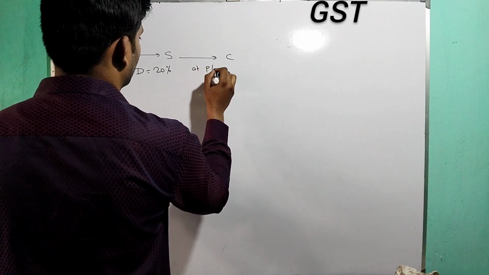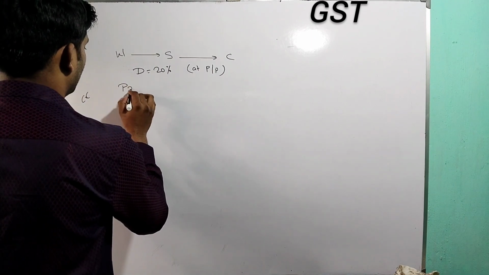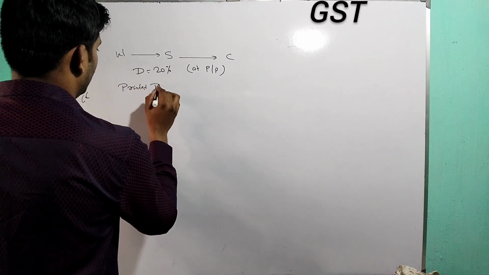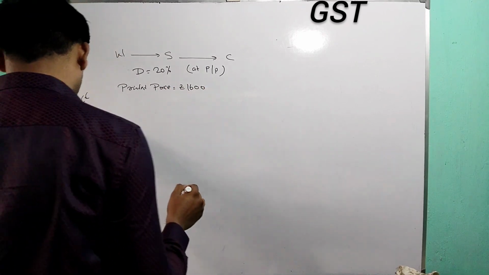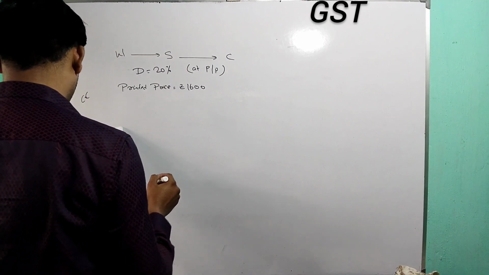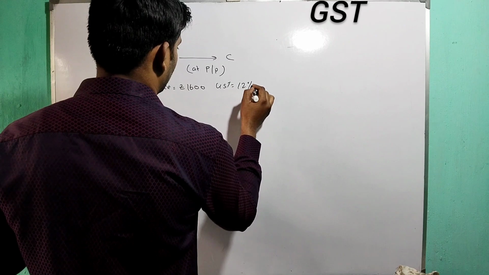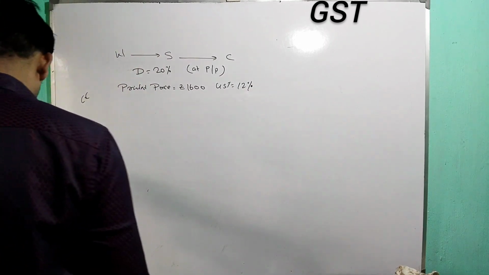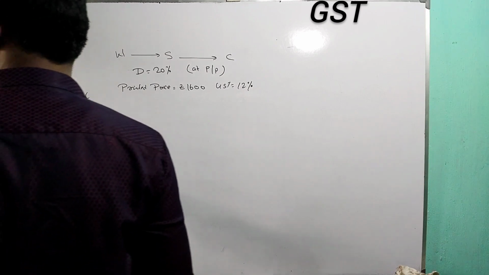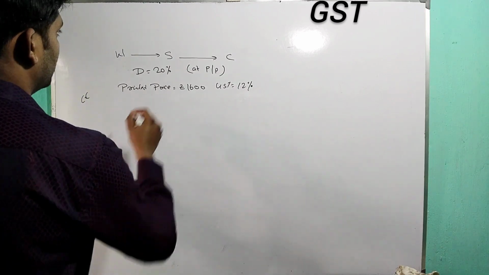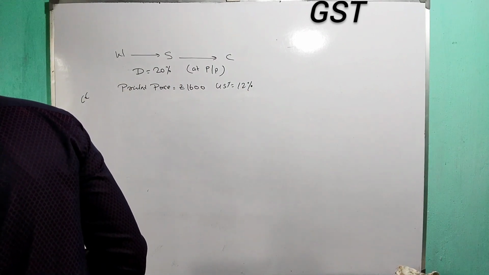So what is PP? Printed price. Printed price is equal to rupees 1600. It's intrastate, means within the state. GST is equal to 12%. What do you have to find out? The GST paid by the shopkeeper to the central government.